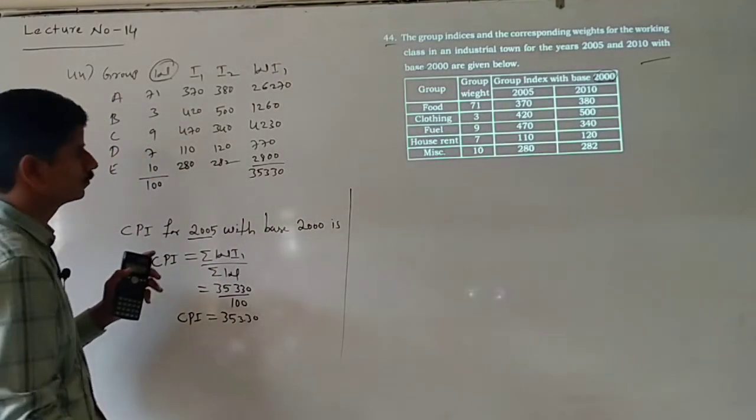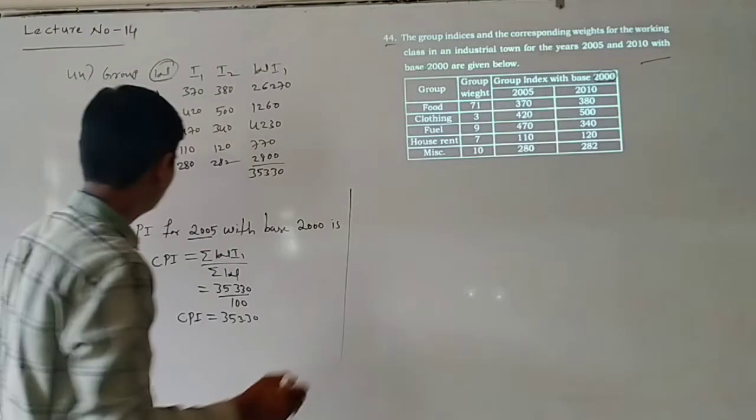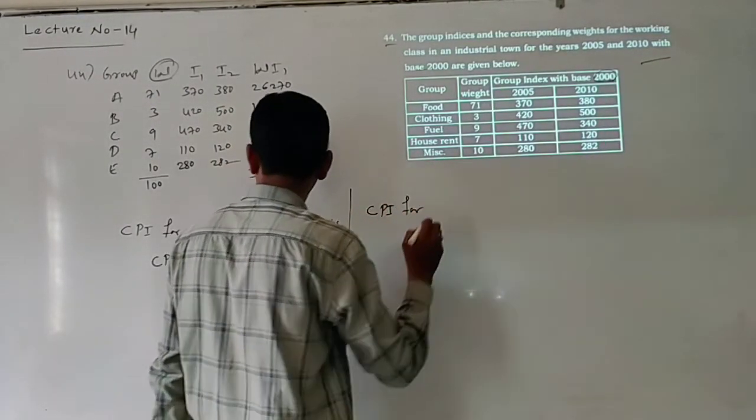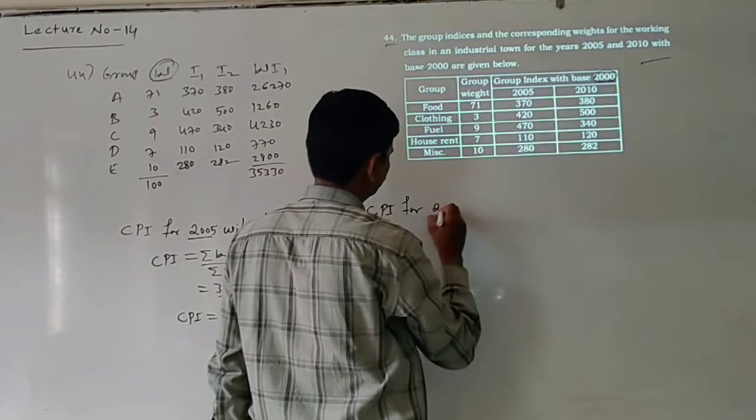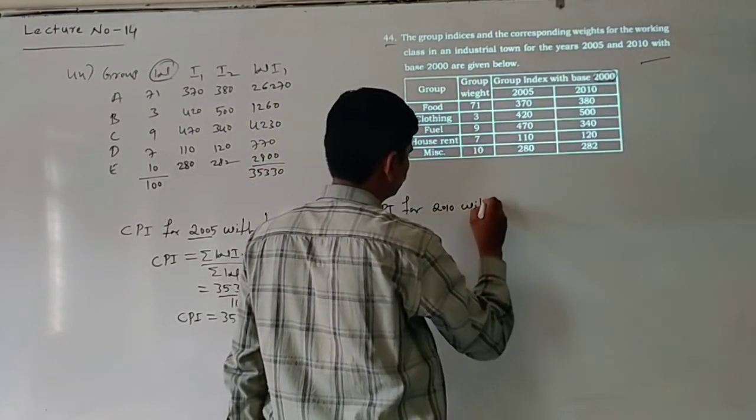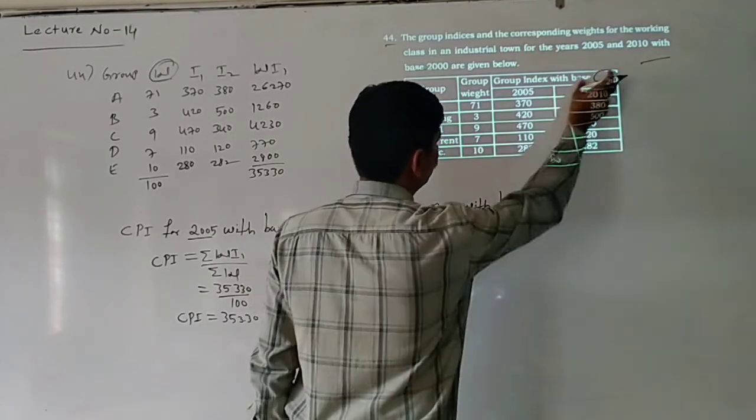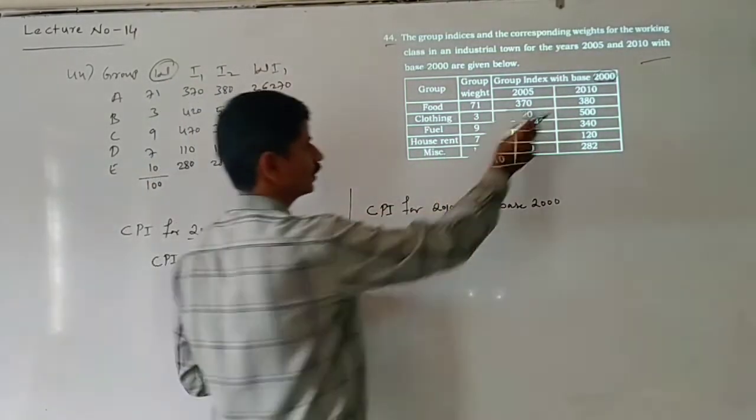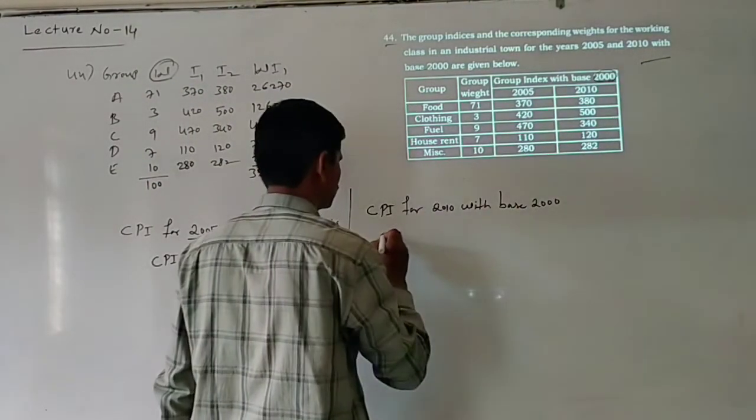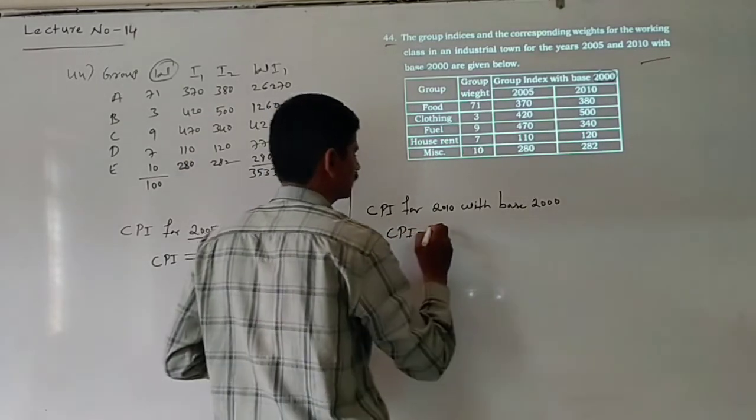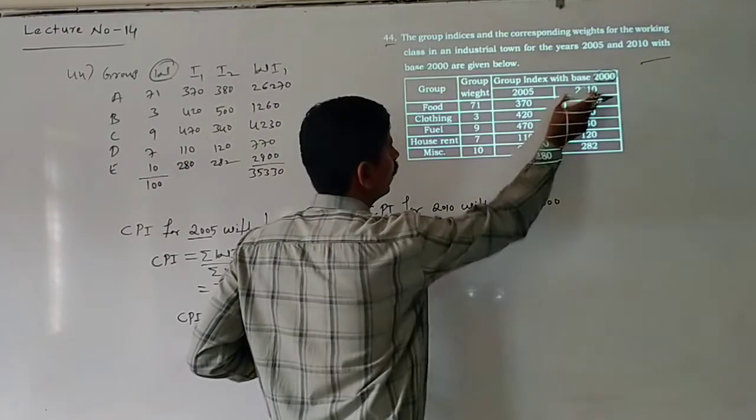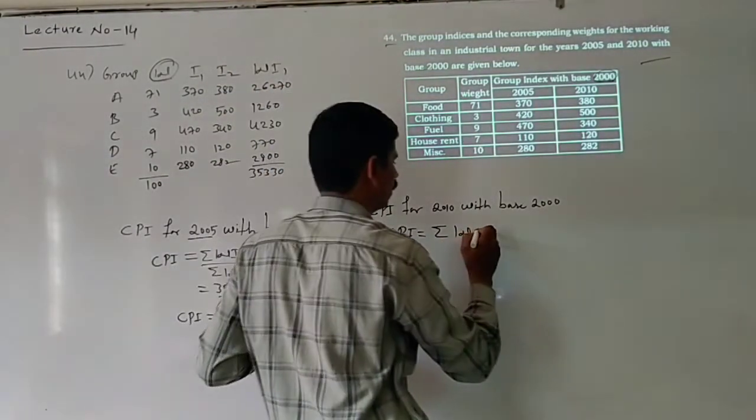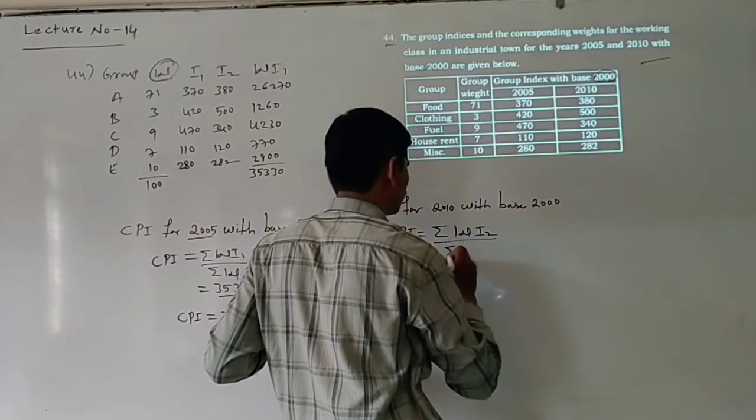So next, we have to find the second current year CPI for 2010 with the base 2000. CPI for 2010 with the base 2000, that is CPI equal to sum of W into I2 divided by sum of W. The group index for 2010 is denoted by I2.